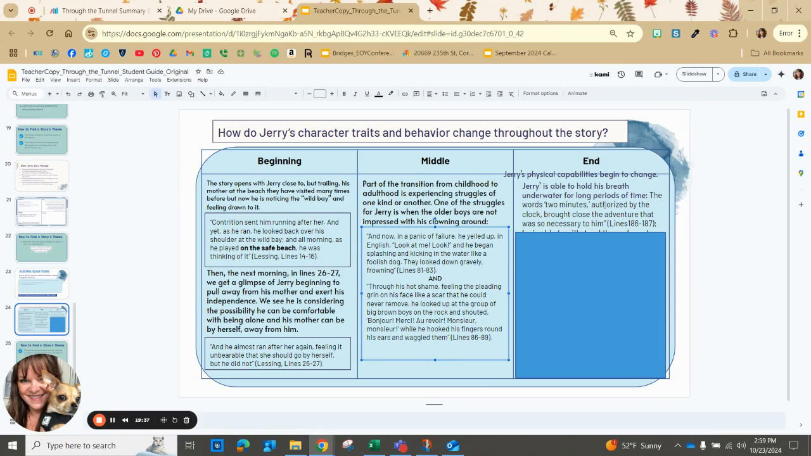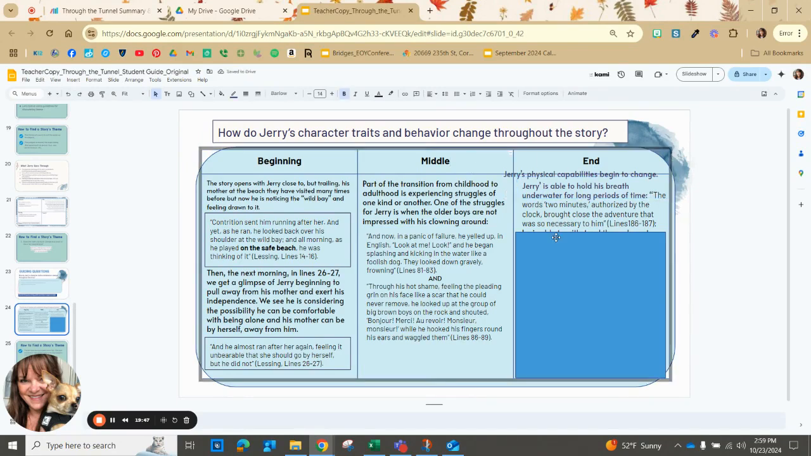And I referenced the part of the text that says, oops, and I should have put quotation marks there. The words "2 minutes authorized by the clock brought close the adventure that was so necessary to him." So in lines 186 and 187, we see that he can now hold his breath for 2 minutes. He looked at the clock, 2 minutes. We know that to be 120 seconds, right? It's a rather long time to be able to hold your breath. So that's pretty cool. So we see that he's able to hold his breath for long periods of time.